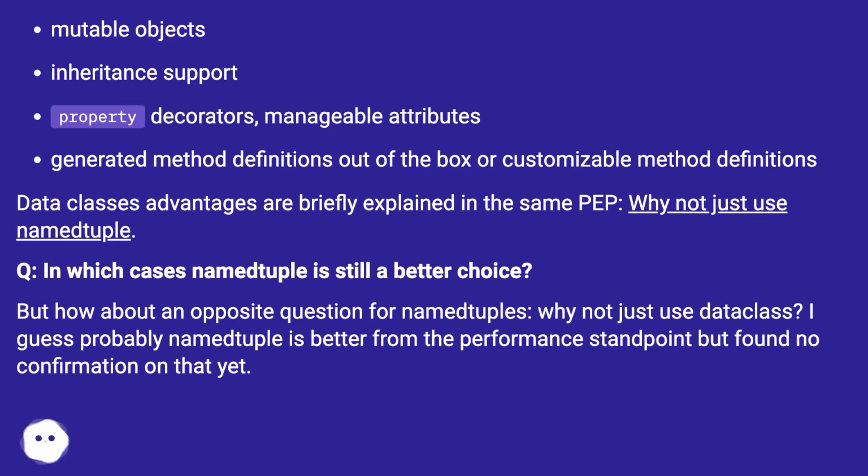But how about an opposite question for NamedTuples? Why not just use data class? I guess probably NamedTuple is better from the performance standpoint, but found no confirmation on that yet.